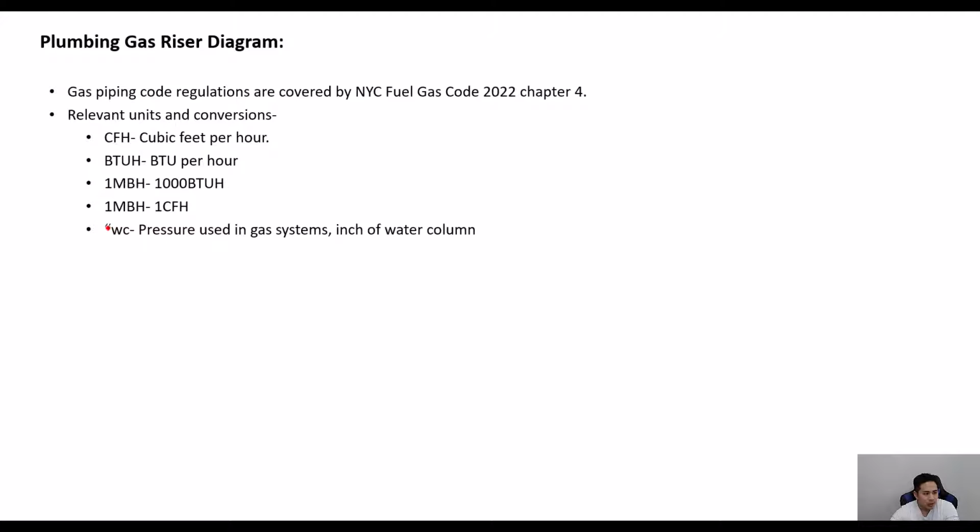Next common unit used is inches WC, which stands for inches of water column. And these are the units that are used to represent the amount of pressure in a gas system. And this pressure of whatever inches of water column it is the actual pressure of the system. Meaning if you have 2 inches of water column of pressure in a gas pipe, it represents that it has the equivalent amount of pressure as 2 inches of water column. So the units actually represent exactly what the pressure of that gas system is.